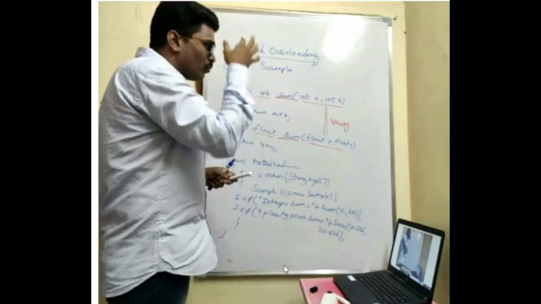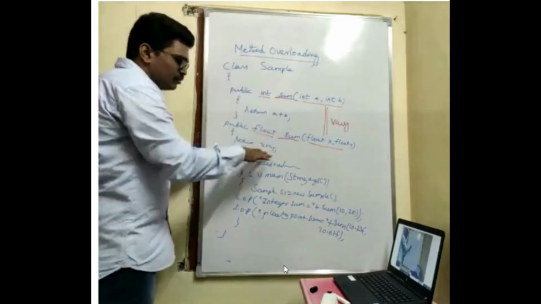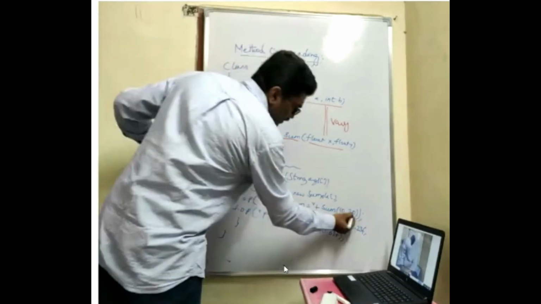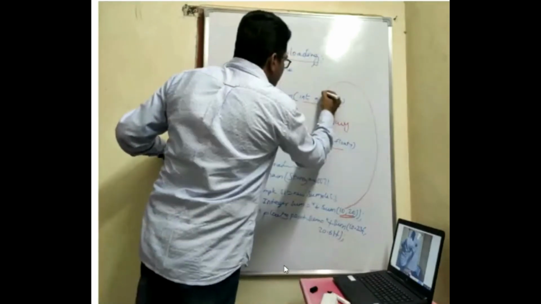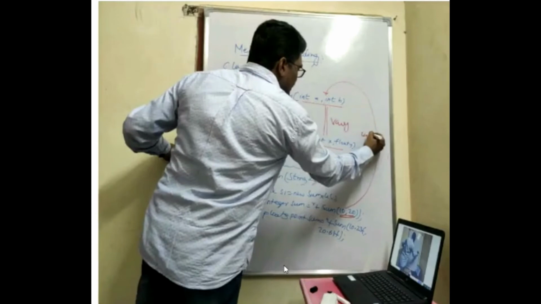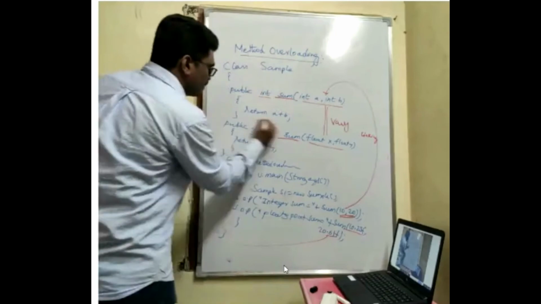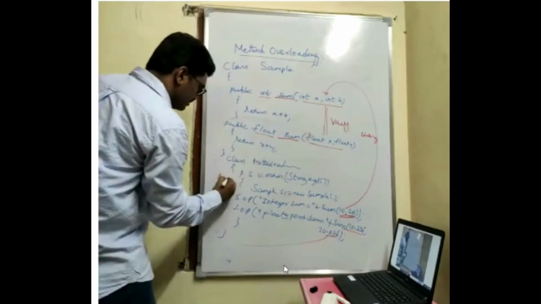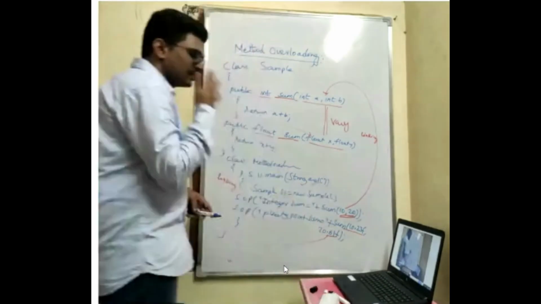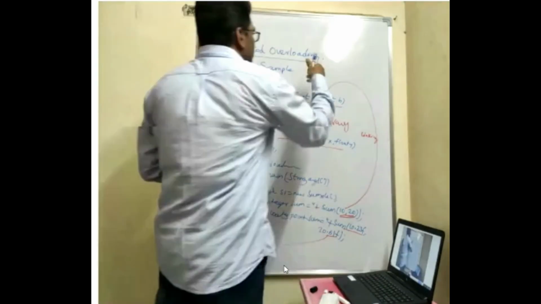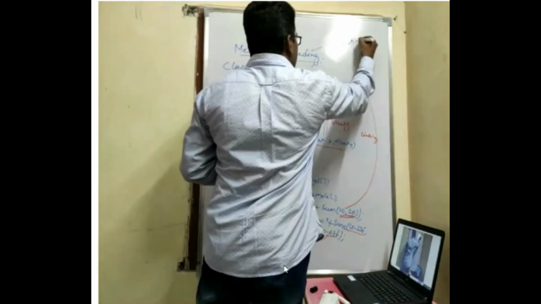Now how is this linking done? During compilation, the compiler will find out that these two numbers are integers and it will link this call to this method. And these are floating points, so it will link this call to that method. This linking is done during compile time. So method overloading is an example of compile time polymorphism.